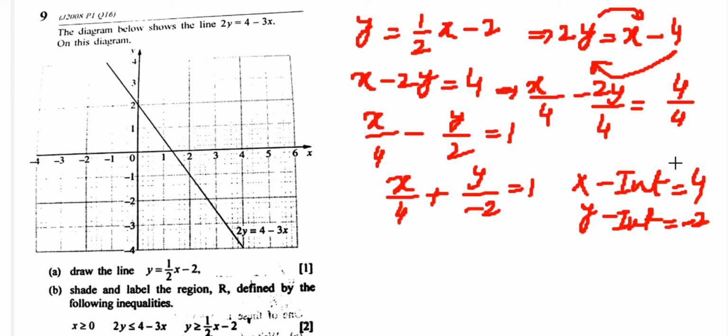So to draw the graph, firstly we locate or plot the x and y-intercepts. Where is x is equal to 4? This is this point, representing x is equal to 4. Where is the y-intercept, minus 2? This point represents y is equal to minus 2. Now joining these two intercepts, we have the graph of the required line.